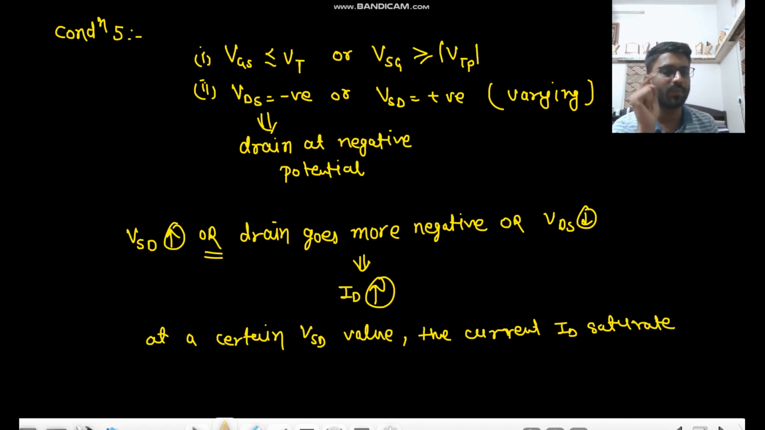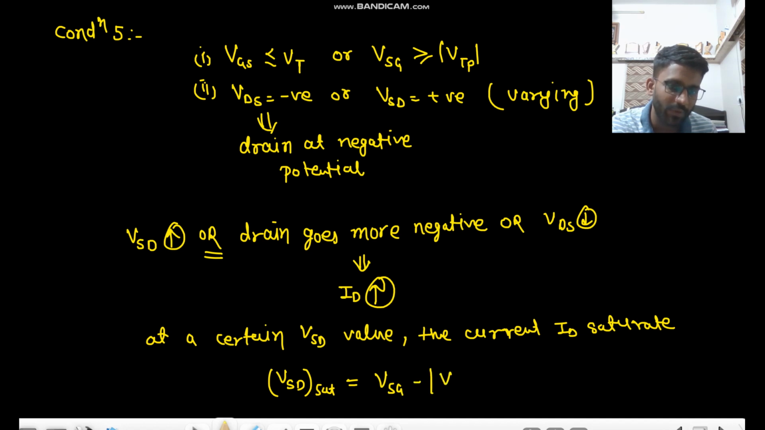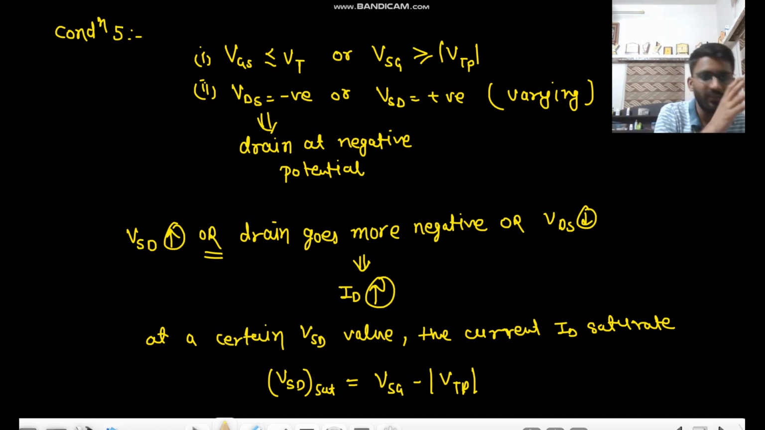For NMOS, what was the saturation value? VDS saturation was VGS minus VT. Here we will write VDS saturation as VSG minus mod of VTP, because VTP is a negative value and VSG and VSD are both positive values. So that's how we need to write. Just substitute: VDS will be replaced with VSD, VGS will be replaced with VSG, and VT will be replaced with mod of VTP.